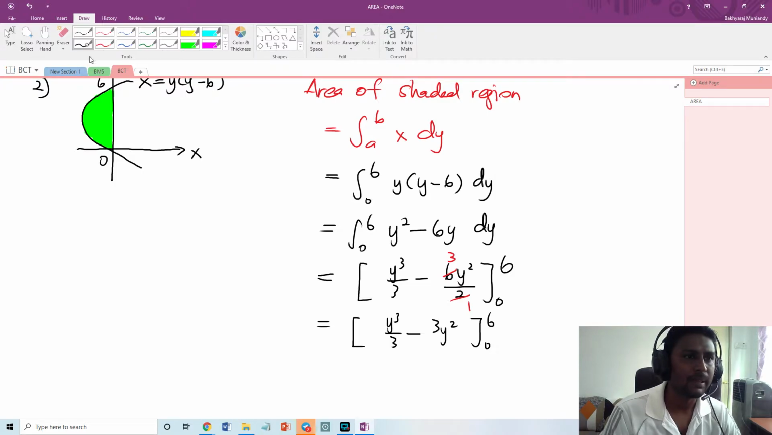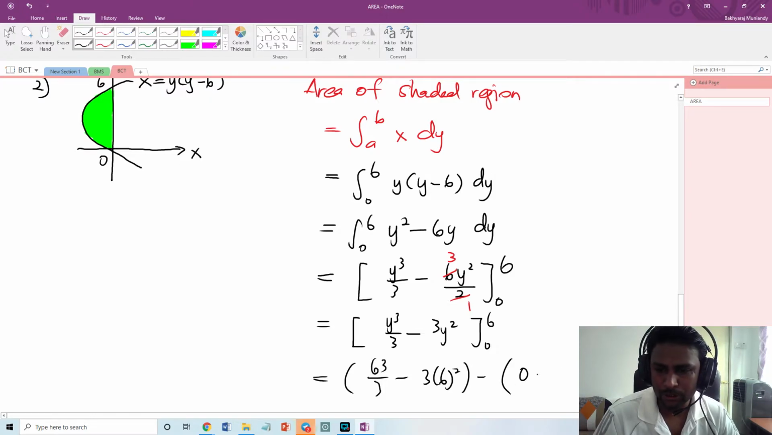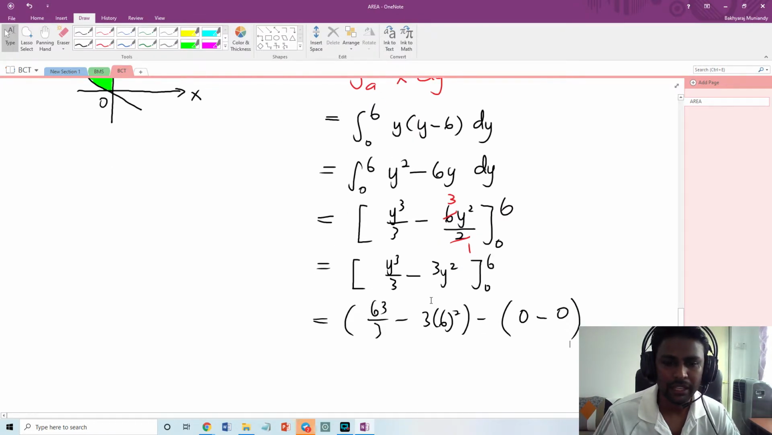Now you substitute 6 and 0. So 6 power of 3 over 3 minus 3 times 6 square, minus, when we put 0, this one will be 0, this also 0, so everything will be 0. Zero is one beautiful thing here. When you substitute, almost everything becomes 0. But remember, it will not always be 0, so you have to check whether all of them are 0 or still have a value. What is the last answer?